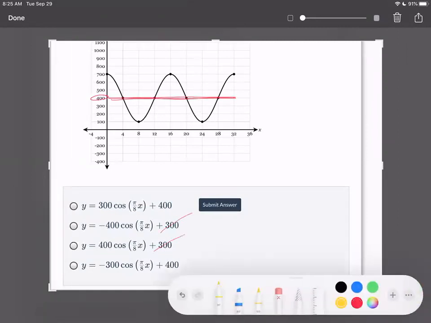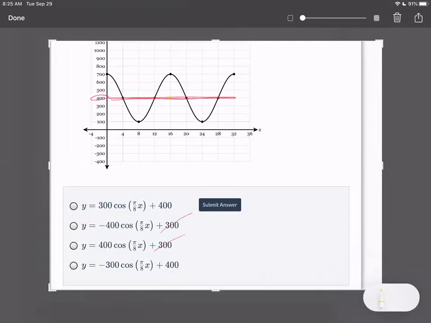Then we want our amplitude. Our amplitude is the distance from the midline to the top or the distance from the midline to the bottom. It looks like 3, but notice that all of these, like the scaling, it goes by 100. So really the distance is between 700 and 400. You can subtract it and get 300. So your amplitude is 300.